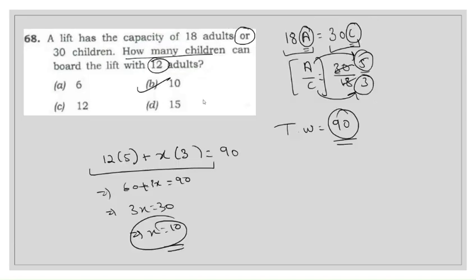Okay, so we have dealt with this question before as well. So I'll just quickly go through this once. A lift has the capacity of 18 adults or 30 children. How many children can board the lift with 12 adults?